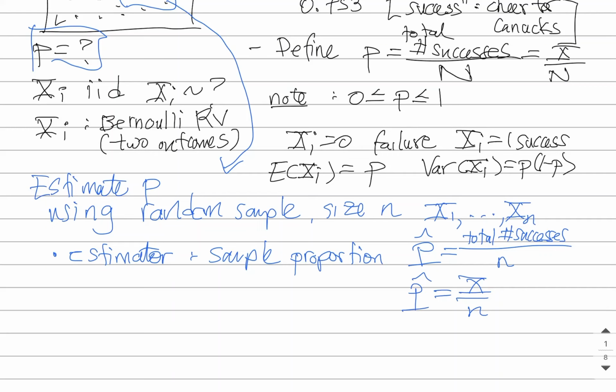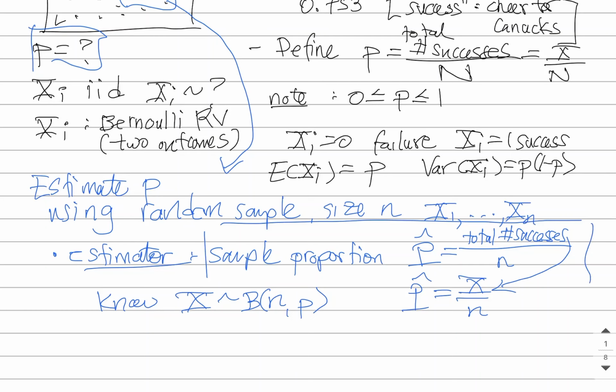And here, this capital X is the total number of successes. And from earlier in the course, we know that it has to follow a binomial distribution, where X is distributed binomial(n, p). So this new estimator, the sample proportion, is the tool that we are going to use to help us say something about the population parameter.